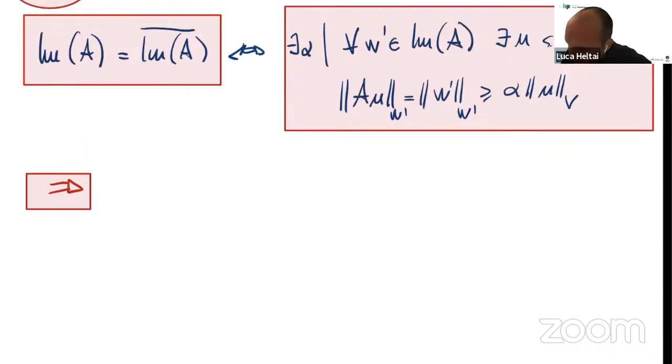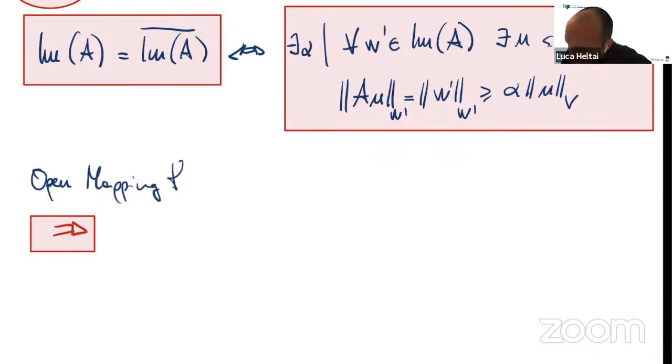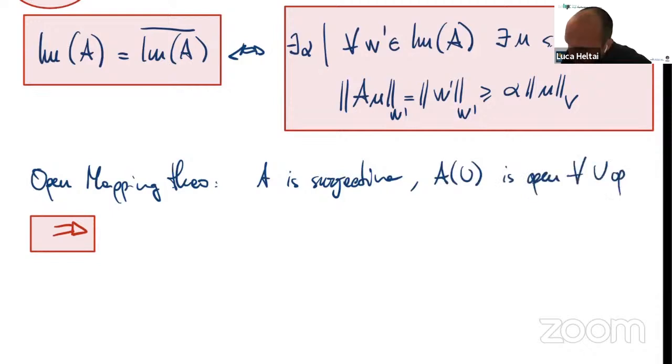In all this, I didn't say anything about the open mapping theorem. The open mapping theorem states the following. If A is surjective and A is a linear mapping, of course, then A of U is open for any U open. Okay, it's a very simple theorem, very powerful theorem as well.